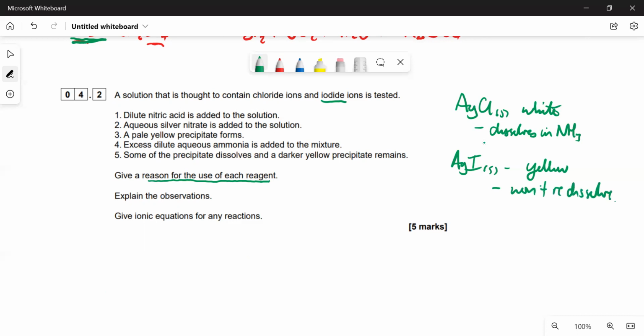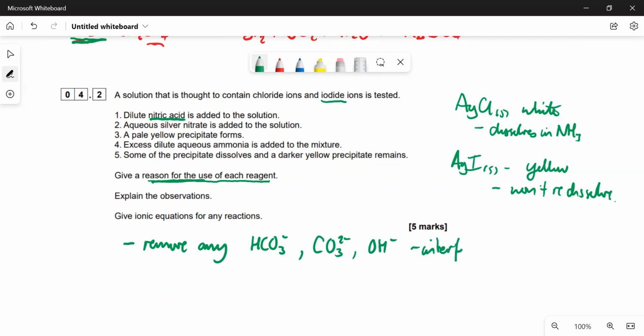So I've very quickly explained the observations there. Let's see what it says. Give the use of each reagent. Why are we acidifying with nitric acid first? Well, the reason you need to add nitric acid is to remove any hydrogen carbonate ions, carbonate ions or OH minus ions, because they would all interfere with the test. The reason they'd interfere is because you'd form insoluble silver compounds from them. So silver hydrogen carbonate, silver hydroxide, they're all insoluble. That would mess with the test.